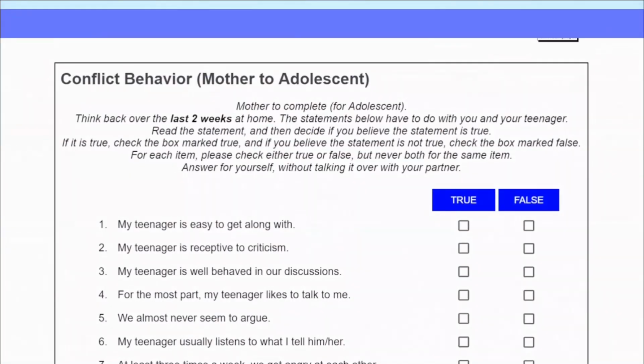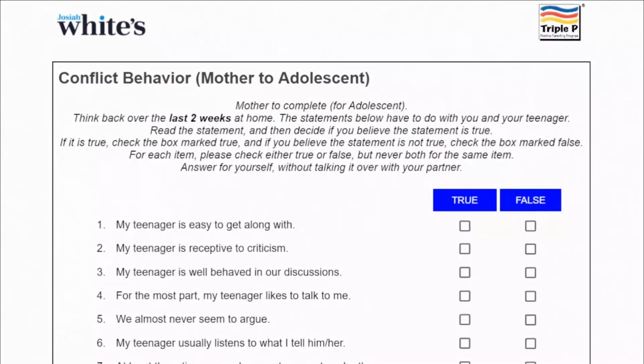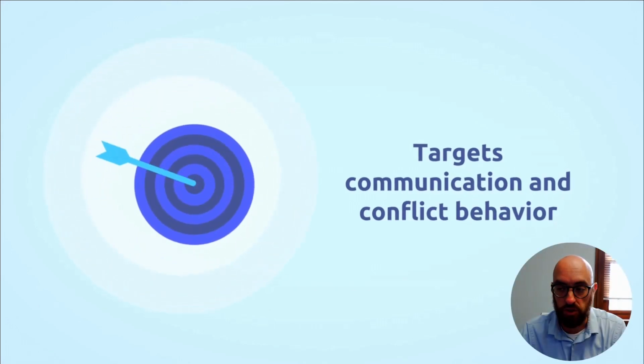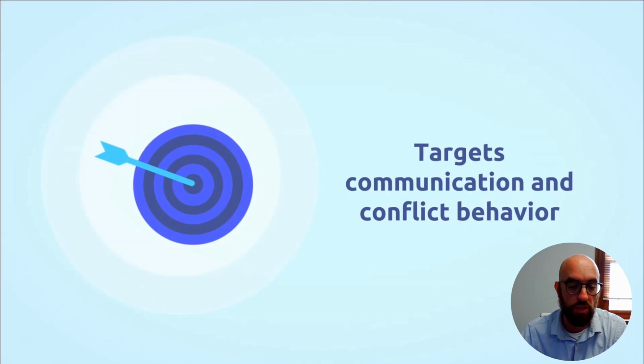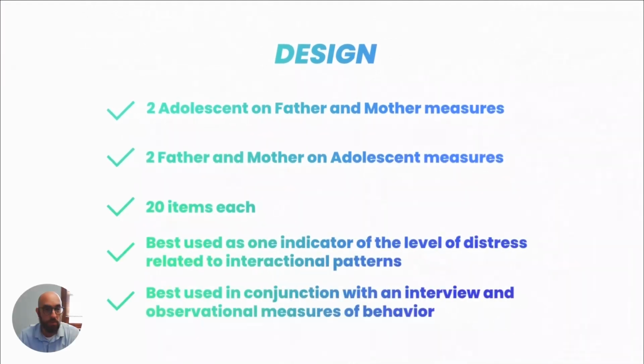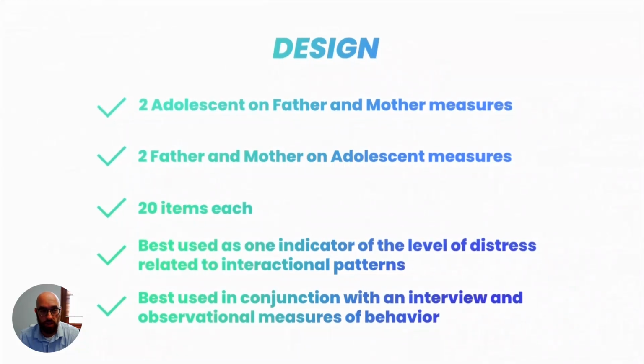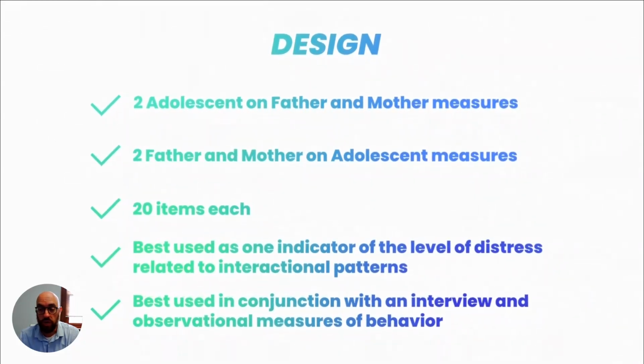The conflict behavior questionnaire really is designed to target the communication and the conflict behavior. That is simply what it is doing. It's looking at what's the communication, what's the conflict behavior that's happening within the home. The format is there are two adolescent on the father and mother measures, and two father and mother on the adolescent measures, just like the issues checklist. There are 20 items or questions for each person that's completing it.